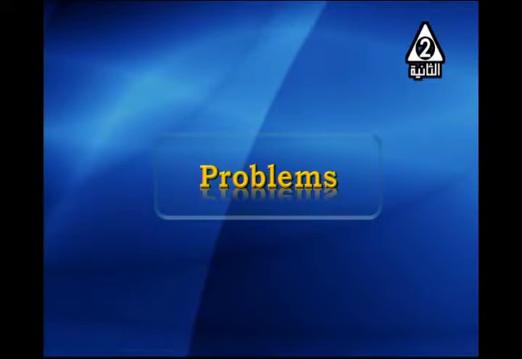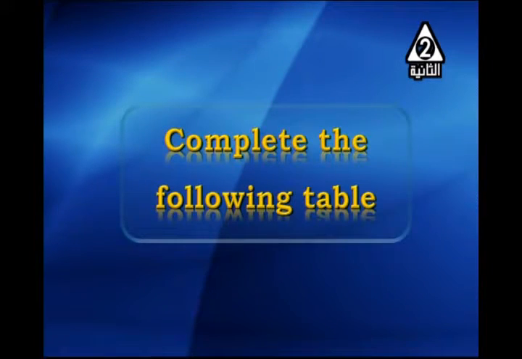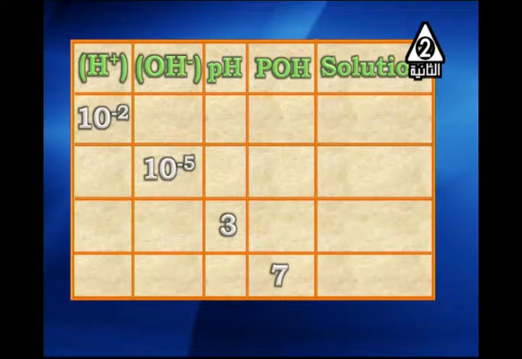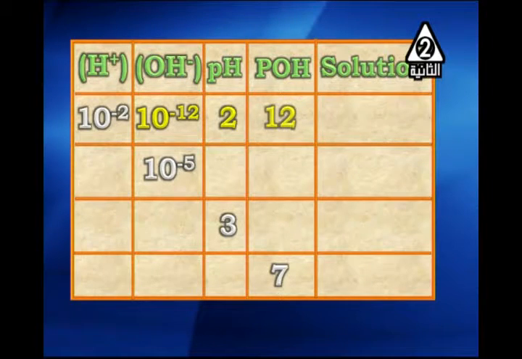We are going to discuss some problems, my dear students. Complete the following table. As shown on the screen, we have the concentration of hydrogen ion equal to 10 to the power negative 2. Find the concentration of hydroxide ion, pH, pOH, and the type of solution, acidic or basic or neutral. So we can solve this by the rules mentioned above. We can say the concentration of hydroxide ion equals 10 to the power negative 12, and pH equals 2, and pOH equals 12, and here as pH is 2, which is less than 7, it is an acidic solution.